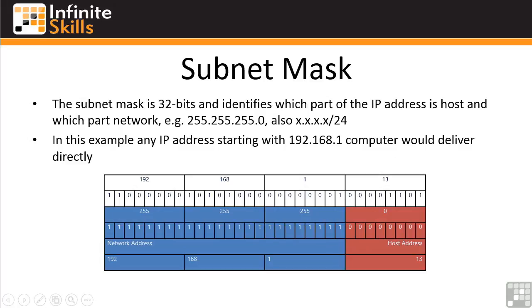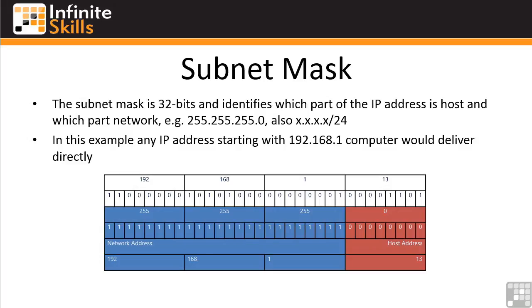Which would mean if this computer was trying to talk to an IP address of 192.168.1.27, well, because those first 3 are the same, it knows they're on the same network and can communicate directly. If that network address portion was different, then they know they cannot deliver it directly.